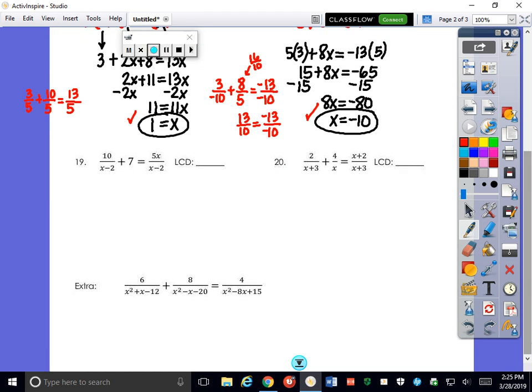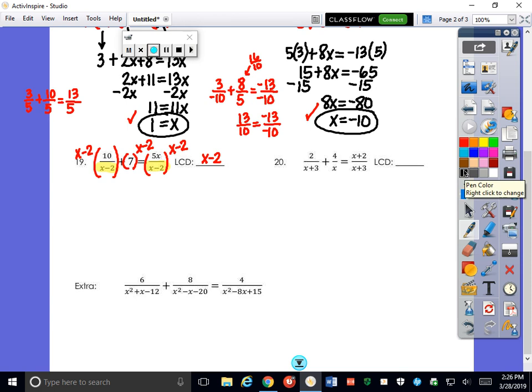Okay, LCD here, we only have two denominators. We have an x minus 2 and an x minus 2. So, I think the LCD is going to be x minus 2. So we're going to multiply the LCD by x minus 2. We have to multiply this term by x minus 2, even though it's not a fraction. We still have to multiply it. All the terms have to be multiplied by the LCD. And we'll multiply the last one by the LCD.